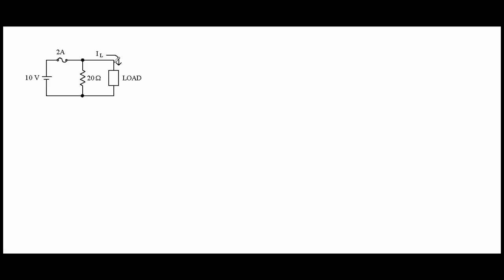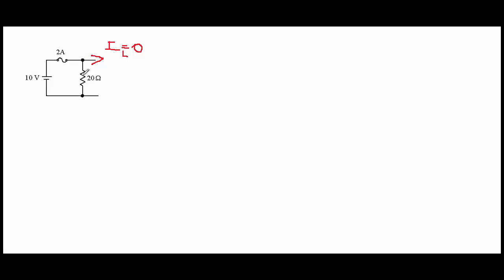So the first extreme, if the load is maximum, that means the load is infinity. In other words, this part of the load does not exist. So we have an infinite load, or open circuit. What happens? There is no current going there because of the open circuit. In this case, I load equals 0.